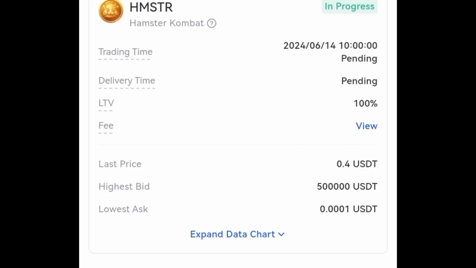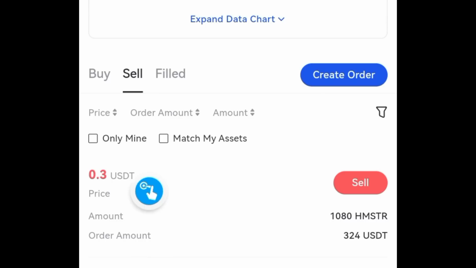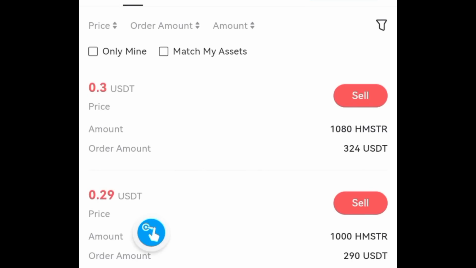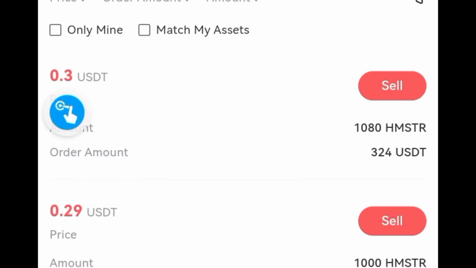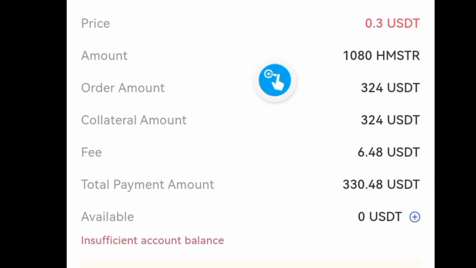Okay, so let's start quickly by going to the sales section. We can see these are the prices for people who are selling. Now for you to sell on the gate.io exchange, there are a few things you must know, like I pointed out in my previous video. Let's use this as an example. One hamster token is selling for 0.3 USDT, and this person right here is selling about 1080 hamster tokens. If we click on this as a seller, you can see that this 1080 hamster tokens at a price of 0.3, if you multiply this on your calculator, you're going to be getting 324 USDT.